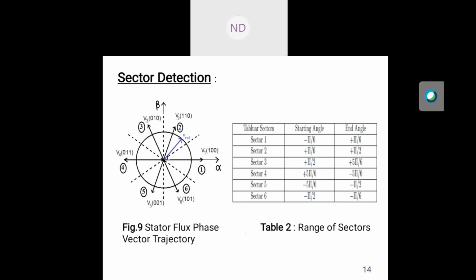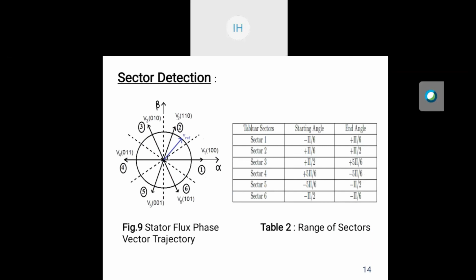In the sector detection, what does this alpha beta signify? Ma'am, alpha beta means these are two stationary frame references. Actually, we have converted three phase to two phase, as in three phase the calculation of various parameters becomes very complicated. That's why we have converted three phase into two phase stationary frame reference.